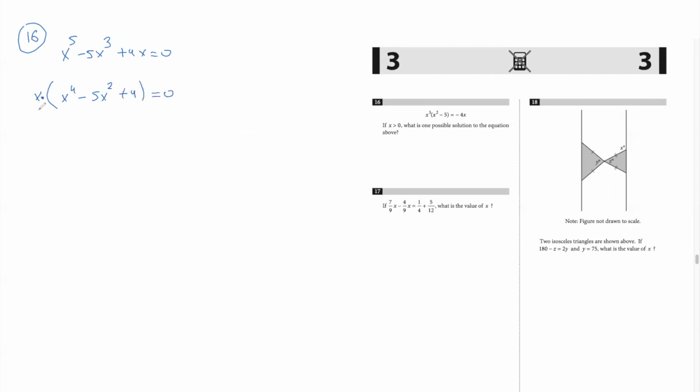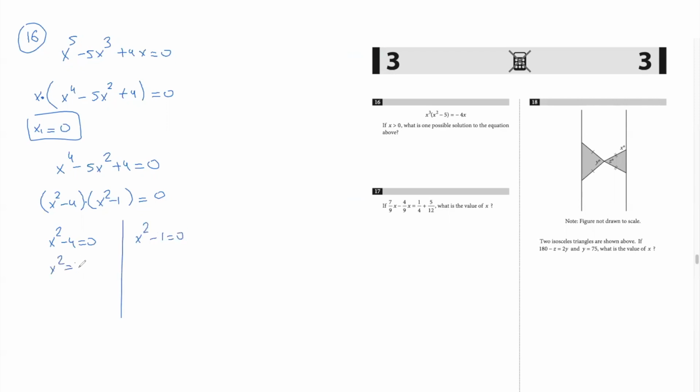So as you see, one of the roots will be 0 here. Another one, x to the 4 minus 5x squared plus 4 is equal to 0. So we can write the factors like (x squared minus 4) and (x squared minus 1) is equal to 0. So we will just equalize them to 0 separately. x squared minus 4 is equal to 0. x squared minus 1 is equal to 0.